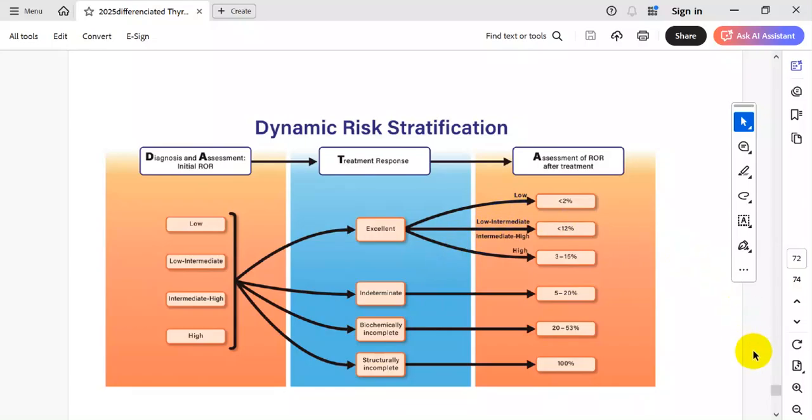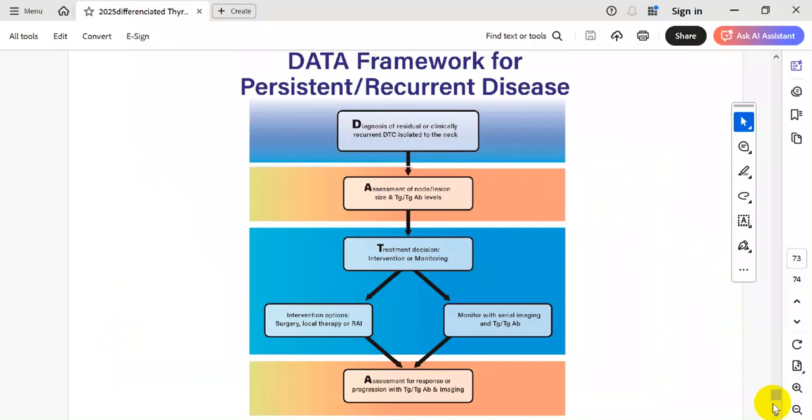If we face a patient who is not radioiodine responsive, with more radioiodine response.